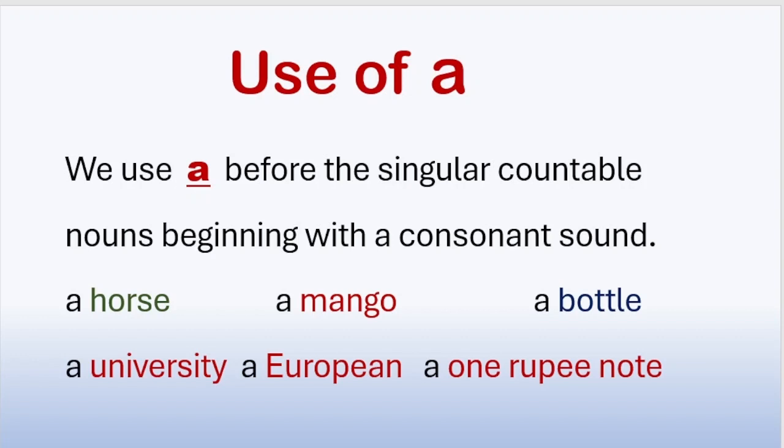Okay. Similarly, we can take a European. The word European begins with the letter E, that is a vowel, but the word starts with a consonant sound, that's why we have used a. Similarly, we can take other words. So it is clear that a singular countable noun beginning with a consonant sound takes the article a before it.